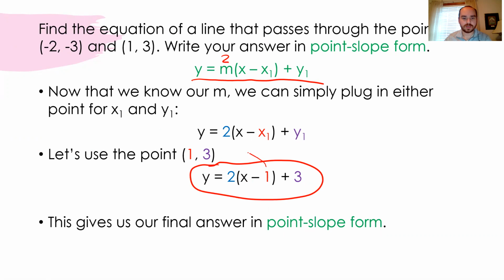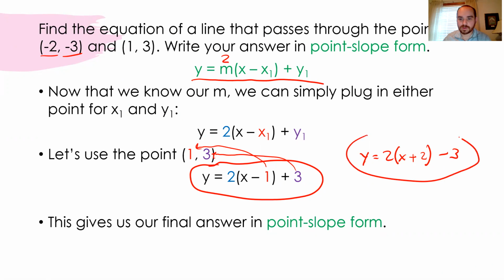You'll notice that the 1 is from here, and the 3 is from here. They're color-coded. If we had wanted to use the (-2, -3) point, then it would have been y equals 2 times (x minus -2), which we can simplify to x plus 2. And then we've got plus y1, which is -3, plus a negative number is minus, so we have minus 3. These are the same. These are both correct answers for point-slope form for this equation.